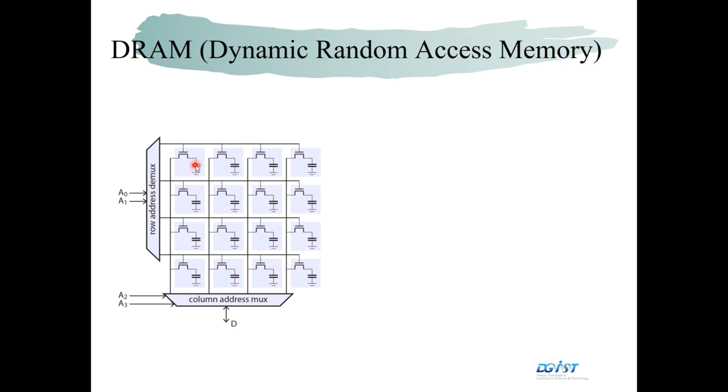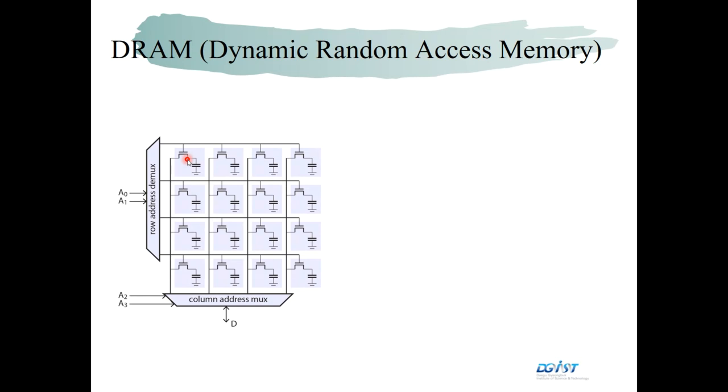But here, there's a very, very important weak point. When you read it, the charge disappears. So we call this a destructive reading. That means when you read, you lose your information. You lost your information, so you should rewrite this information again.